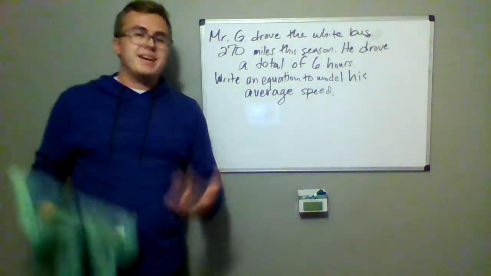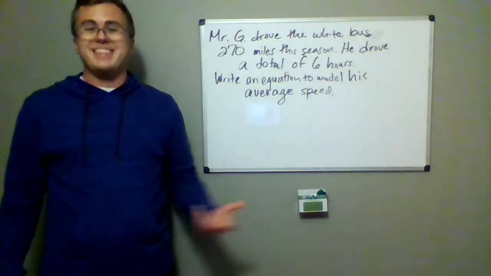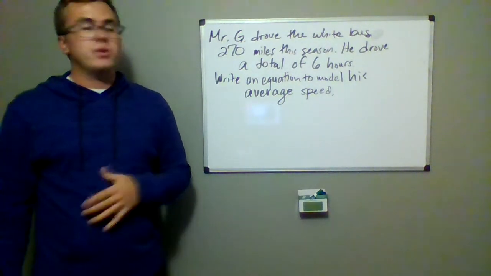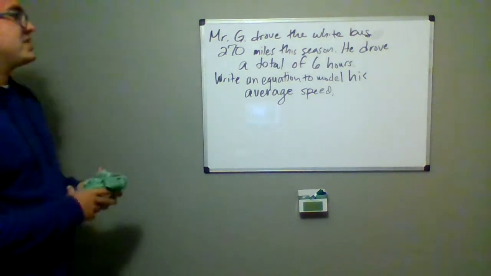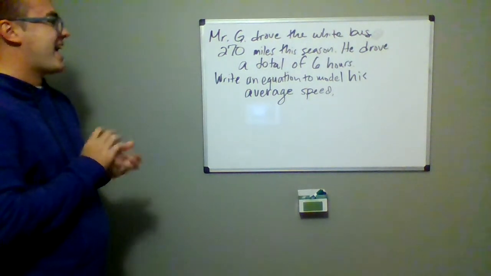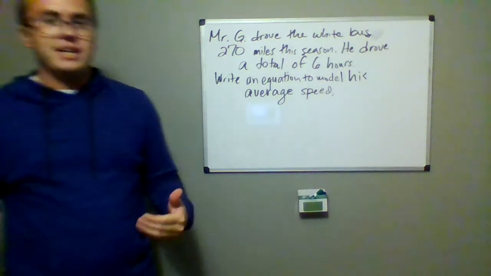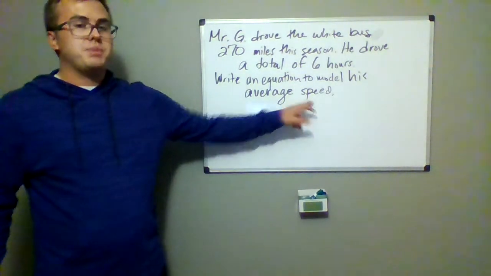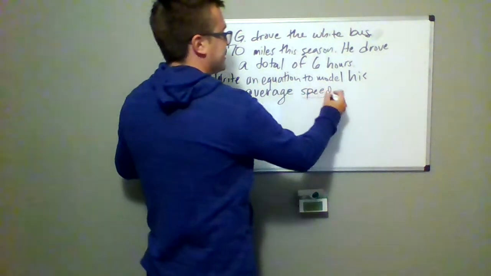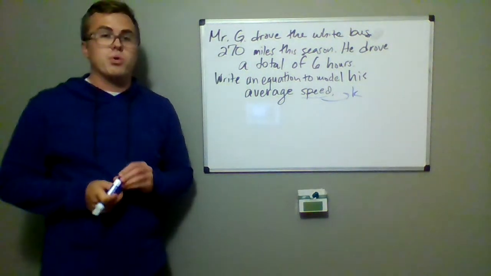All right, so one of the biggest things that you can talk about with slope, with constant of proportionality, with linear functions in general is speed. So in this problem here, we say, Mr. G drove the white bus 270 miles this season. He drove a total of 6 hours. Write an equation to model his average speed. All right, so when it's dealing with speed or average speed, that's where you should be thinking of constant of proportionality. That's where our K comes in, that constant of proportionality.